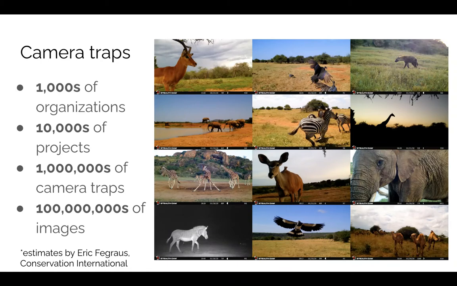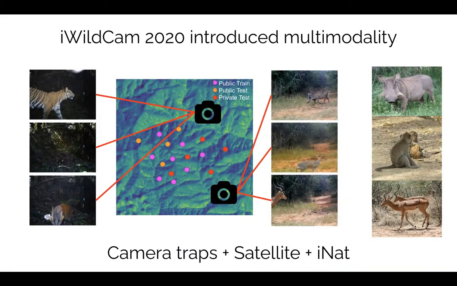These camera traps are widely used in ecological research, with thousands of organizations, tens of thousands of projects, millions of camera traps, and hundreds of millions of images estimated to be collected. This data volume means that analyzing the data does not scale, and so it's an obvious application for computer vision. The iWildCam 2020 competition last year introduced multimodality to the challenge to try to help improve categorization accuracy on held-out camera locations by providing paired satellite imagery as well as community science data from iNaturalist.